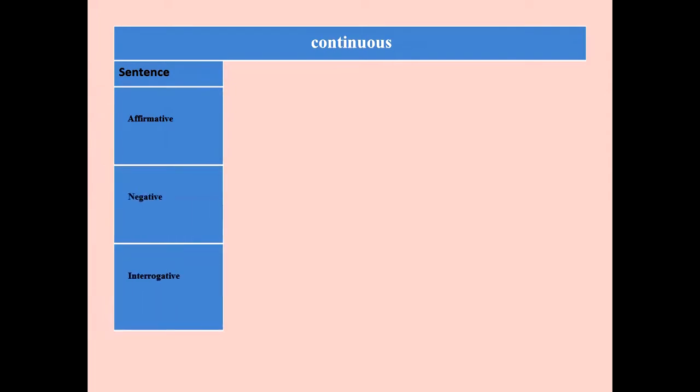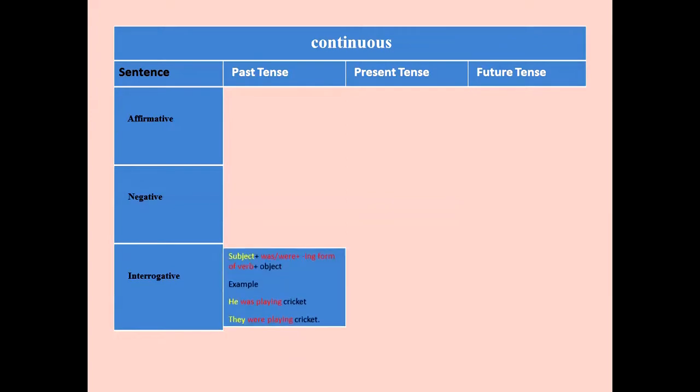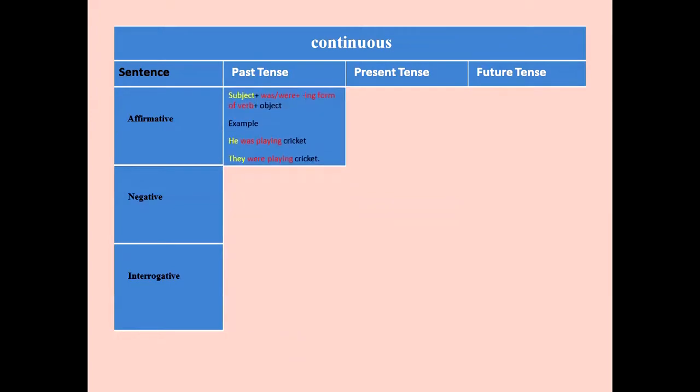We'll discuss all the sentences, affirmative, negative and interrogative, and we'll see them in all the tenses, past, present and future. In past tense, subject is followed by a helping verb, either was or were, and then ing form, and then by the object. There are two helping verbs in this tense, was and were. Was is used for singulars and were for plurals. He was playing cricket, they were playing cricket. I hope you would have understood by the examples.